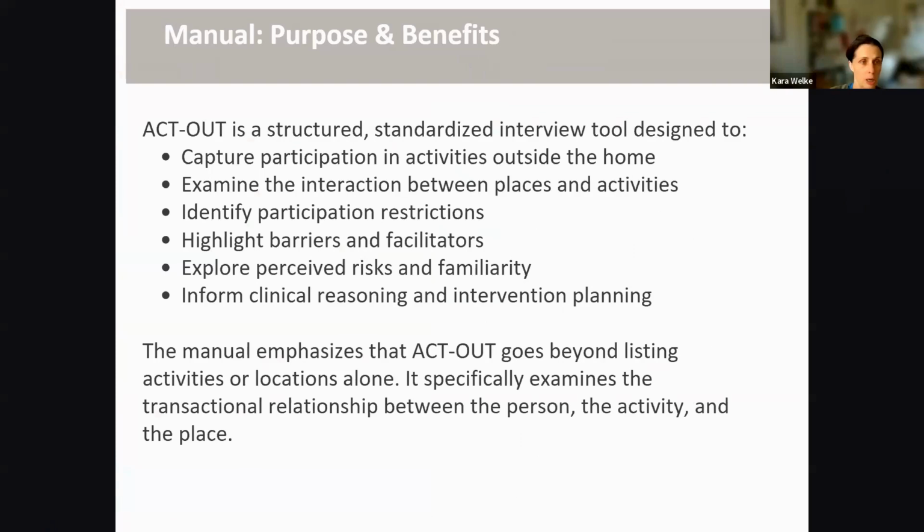And the purpose of the ACT Out, its whole goal, is to capture participation in activities outside the home, to look at the interaction between places and activities, to identify participation restrictions, highlight barriers and facilitators, explore perceived risks and familiarity, and inform clinical reasoning and intervention planning. The manual emphasizes that the ACT Out goes beyond listing activities or locations and looks at the transactional relationship between the person, the activity, and the place.